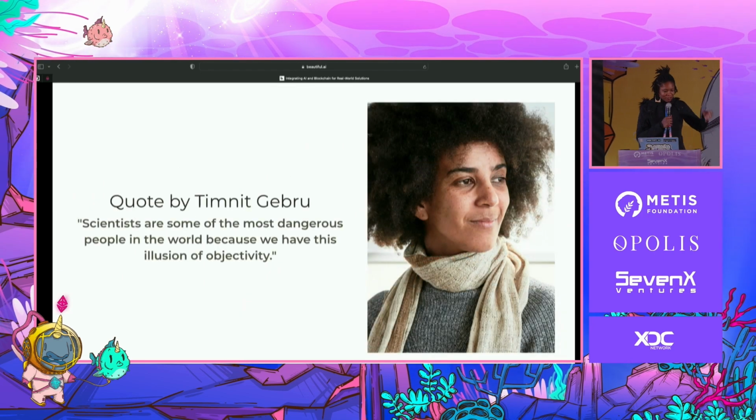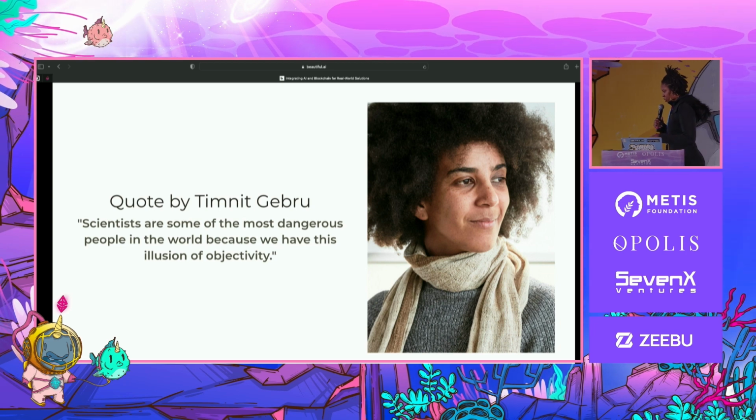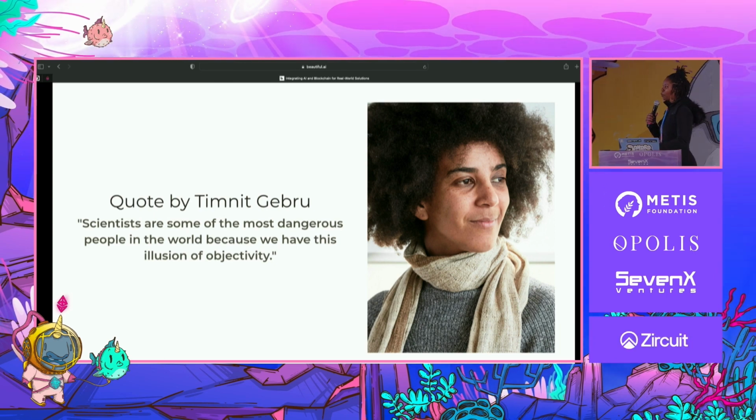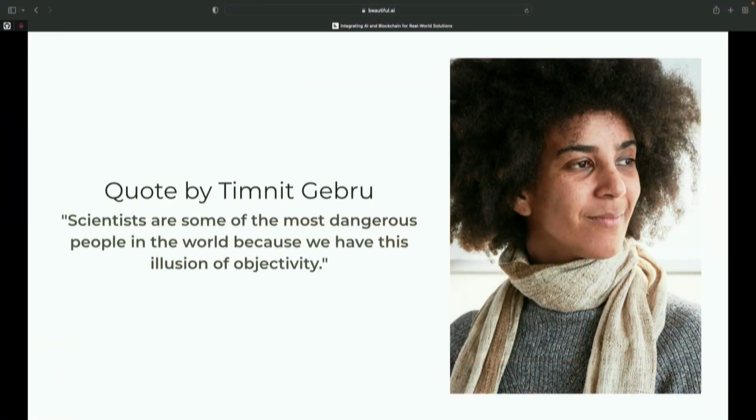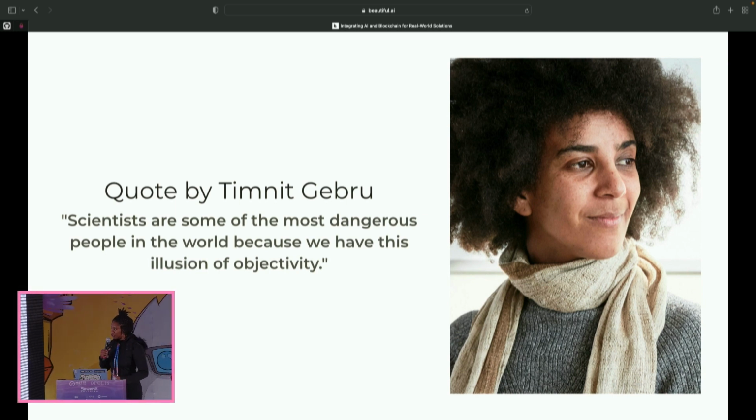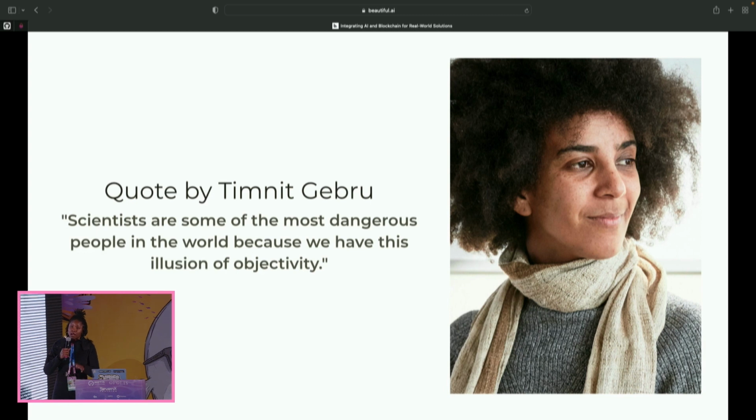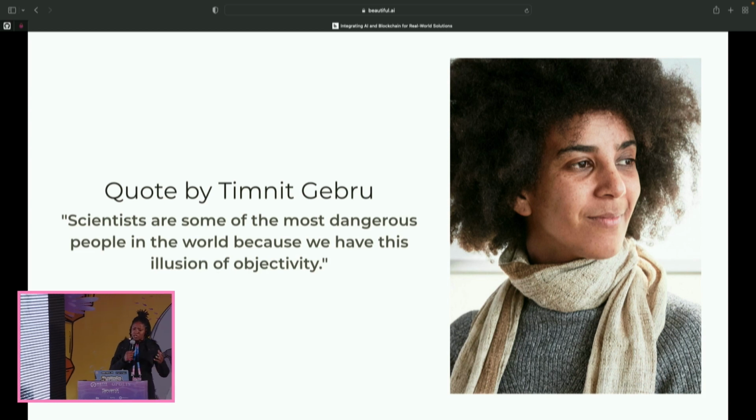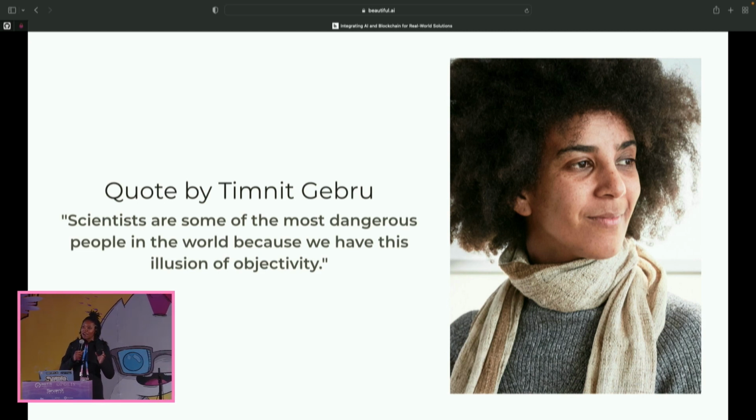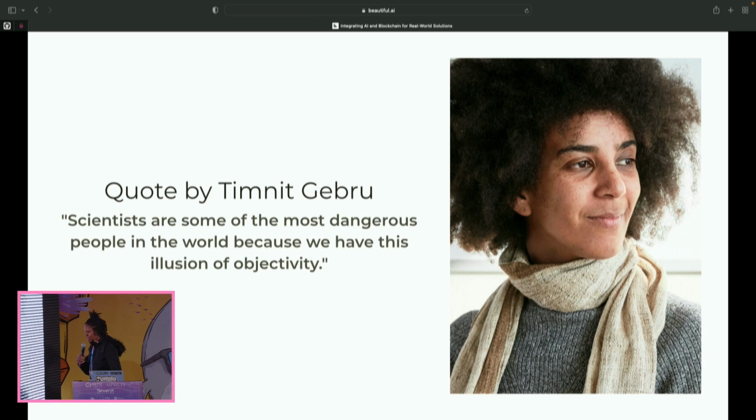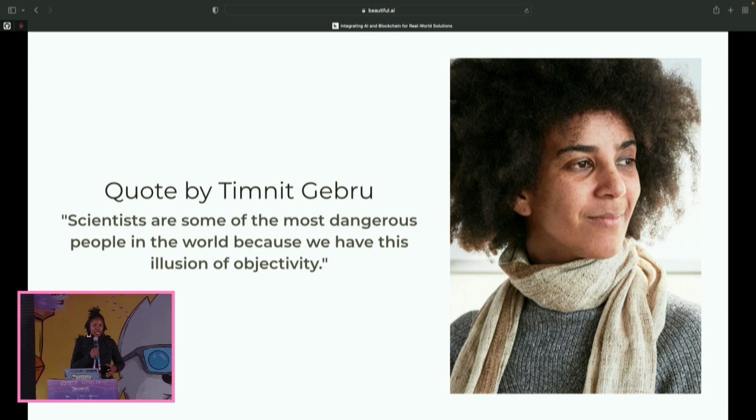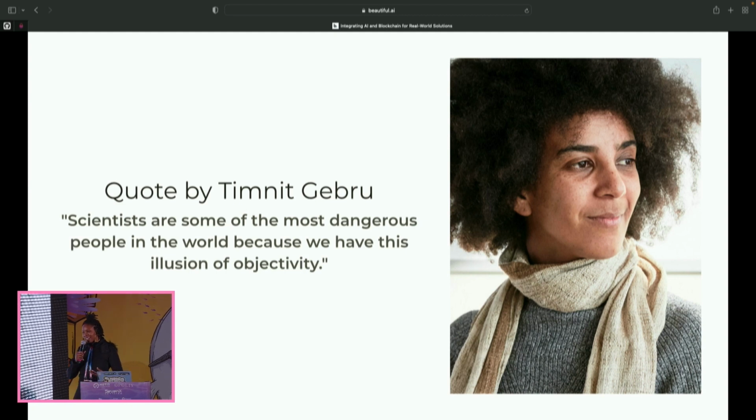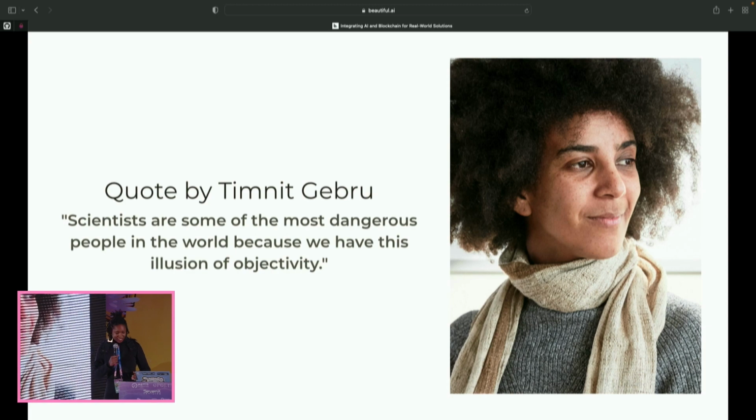And so one of my favorite scientists, Dr. Timnit Gebru. She was ousted from Google years ago, and she spoke about the existential risks in AI, and people shut her out, and they didn't really listen to what she had to say because of the contentiousness of her being ousted from Google. But now she has an institution called DAIR Institute where they're working very hard when it comes to the ethical AI and the responsible AI topic. And she says that scientists are some of the most dangerous people in the world because we have this illusion of objectivity. And so that brings me back to my case and my point. As we galvanize at ETHDenver and we build this tech, we also have to be cognizant of the encoded biases that we may or may not be propagating in our technology and in our creations.